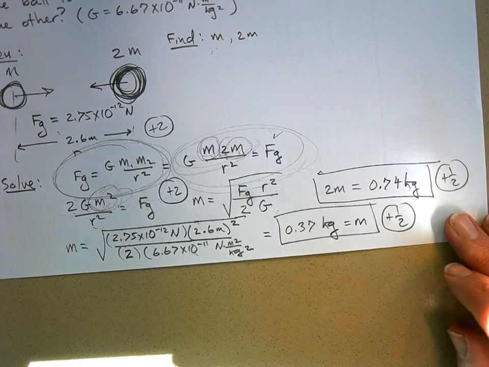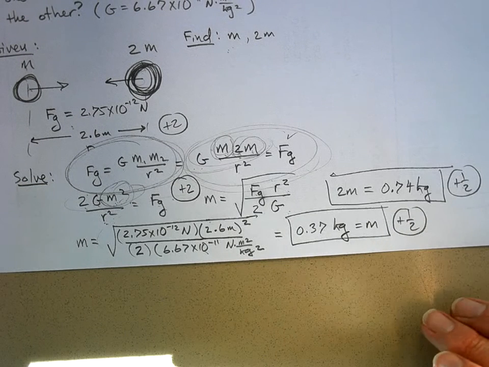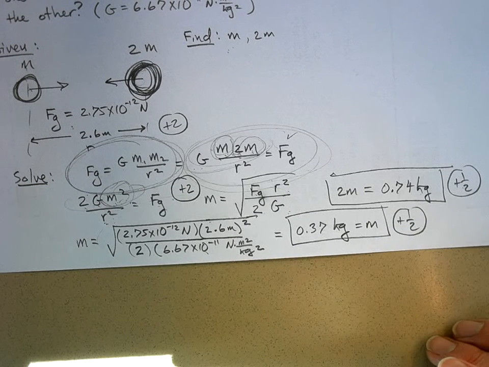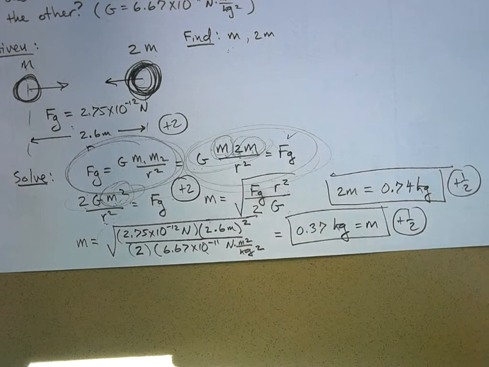On my final answer, I didn't put the unit. Oh, I didn't transfer the unit. I did in my work. You always need to have units with your answer. So I'll just take half a point off total, not half a point per answer, but just half a point total. So you get 4.5 out of 5.